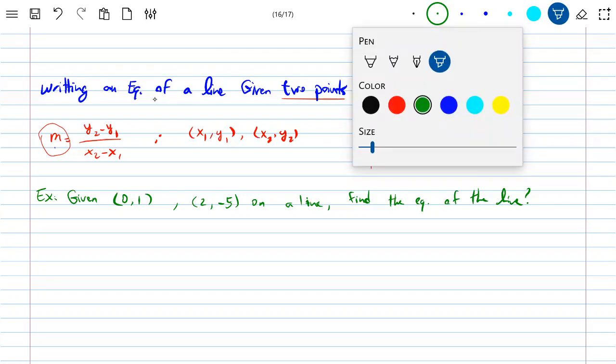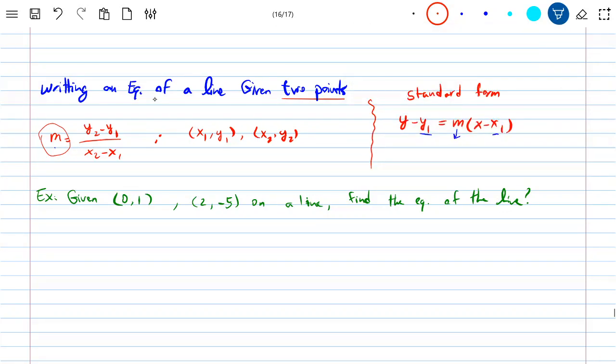The first information that we want to find is always the slope. What is the slope? You can call this x1, y1, x2, y2. Then the slope becomes the difference in the y, so -5 minus 1, divided by the difference in the x, which is 2 minus 0. If you calculate, -6 divided by 2 is -3. So we found the slope. The slope is -3.